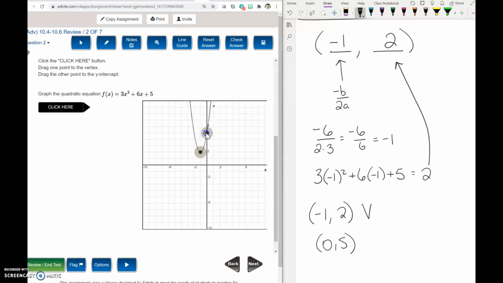Now watch carefully, because that little label up there kind of looks like a 5, but it's a 6. So make sure that you've counted and that you are actually at the point 0, 5. And it does the symmetry and gets the other side of the parabola there for you. So graphing parabolas in EdSite is actually pretty easy, because all you have to have is those 2 points, drag them where they need to go, and then you're done.